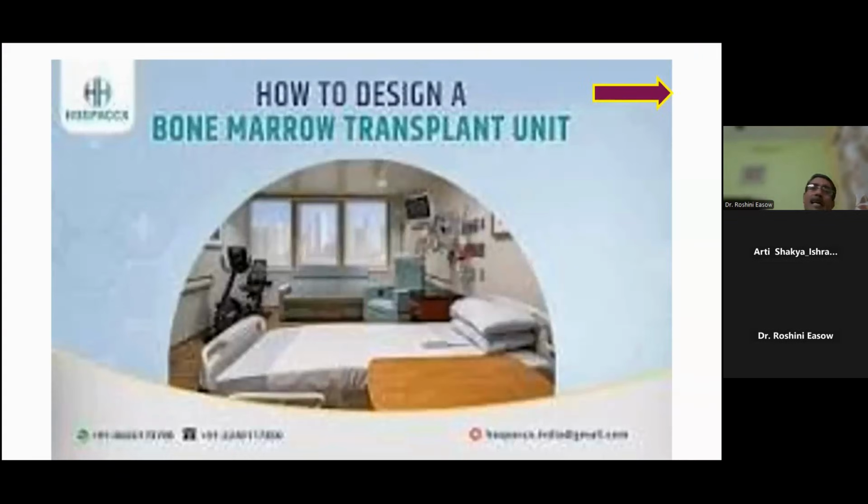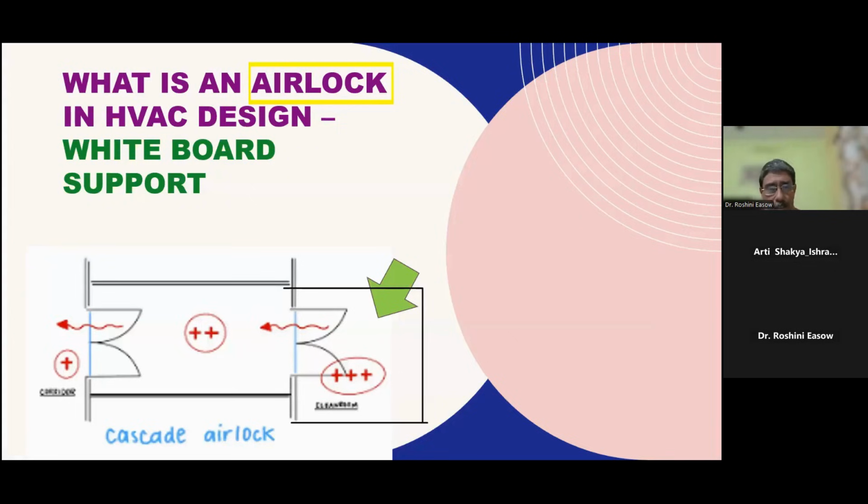Now, how to design a bone marrow transplantation unit? I will explain you very slowly. What is a bone marrow transplantation?